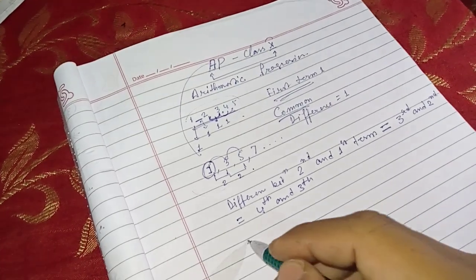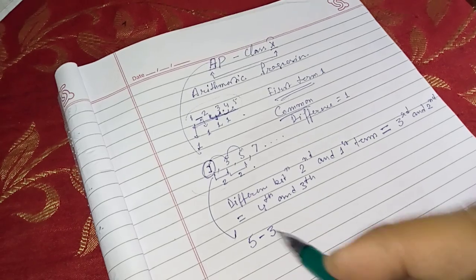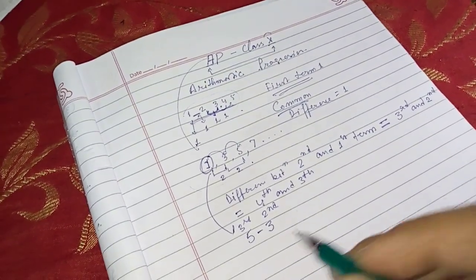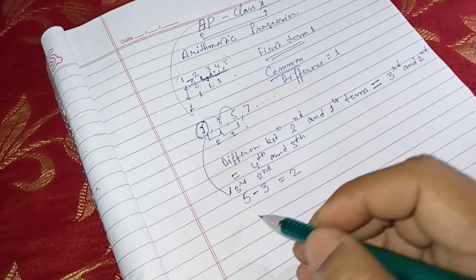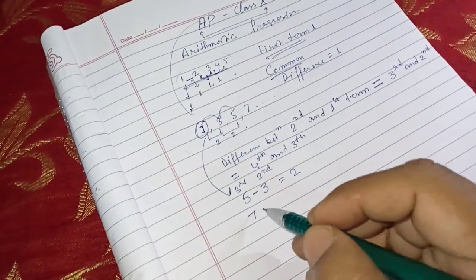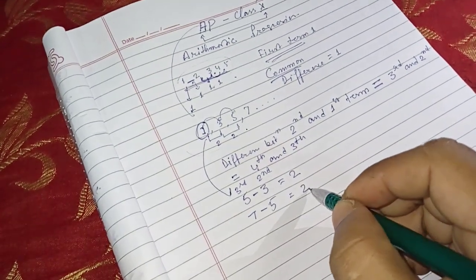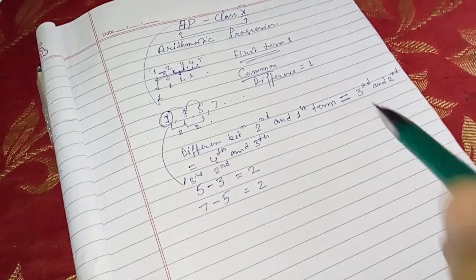So look, in this case 5 minus 3, the third term and the second term, the difference is 2. Look, fourth term 7 and the third term 5, the difference is 2. That you have to find, that you have to understand. So let's start again.